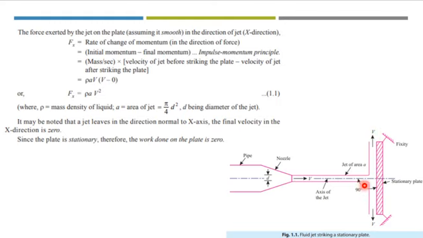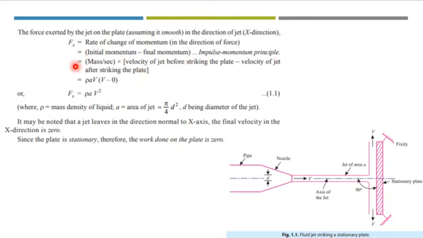the inlet velocity. So the force exerted by jet on the plate, our assumption is smooth plate, in x direction, which is the direction of jet, will be calculated by using the equation Fx equals rate of change of momentum. So how will rate be calculated? Initial momentum minus final momentum. This is impulse momentum principle.